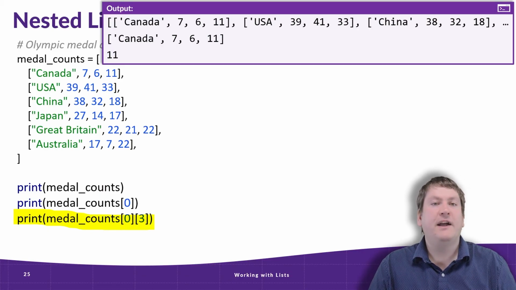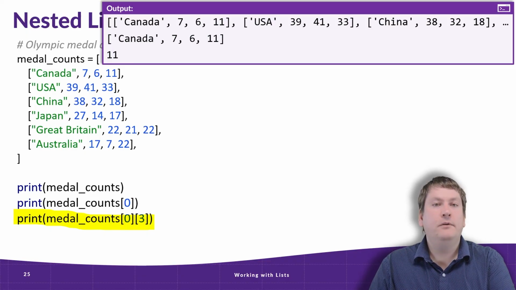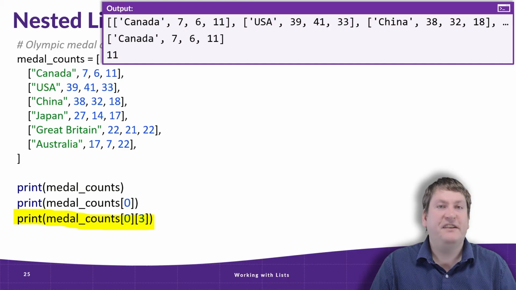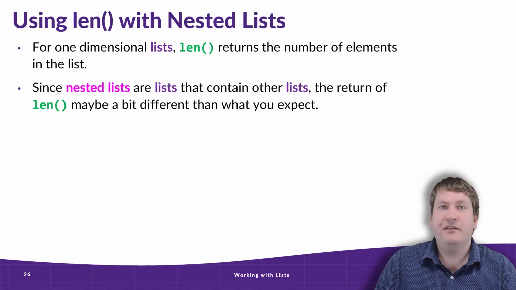So by not providing an index, like in that second print line, we can access the list as a whole, or we can put no indices at all to access the outer nested list. One very important thing that we should mention is the length function might work differently than what you expect when your list has nested data.